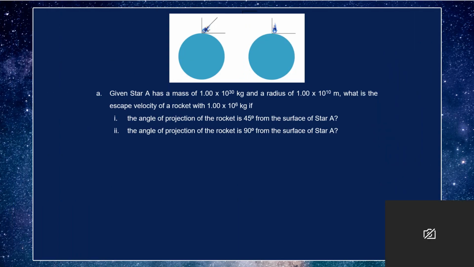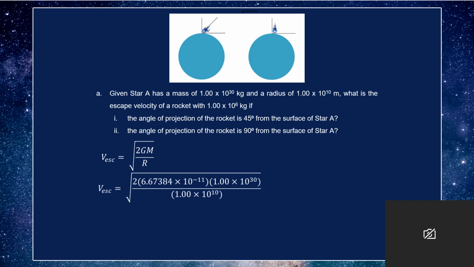Here's our problem. It's problem A. So the mass and radius of the star are given, and in parts 1 and 2 of projection angles of the rocket from the surface are given. We use the escape velocity formula to solve, and we can see that the final value does not change for both of the questions, for angle of 45 degrees and for angle of 90 degrees, which confirms our theoretical proof.